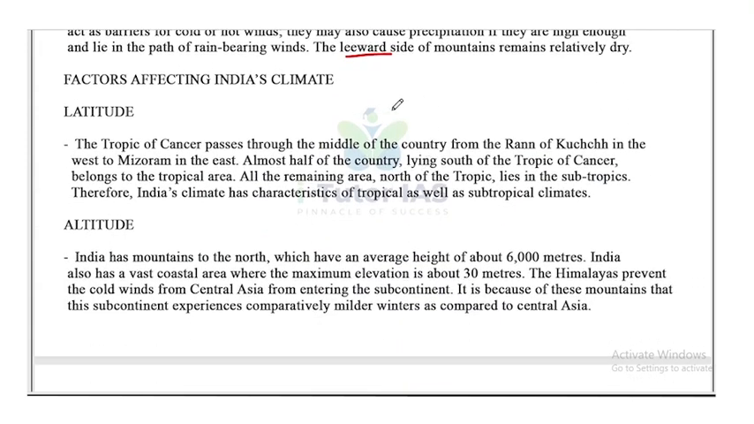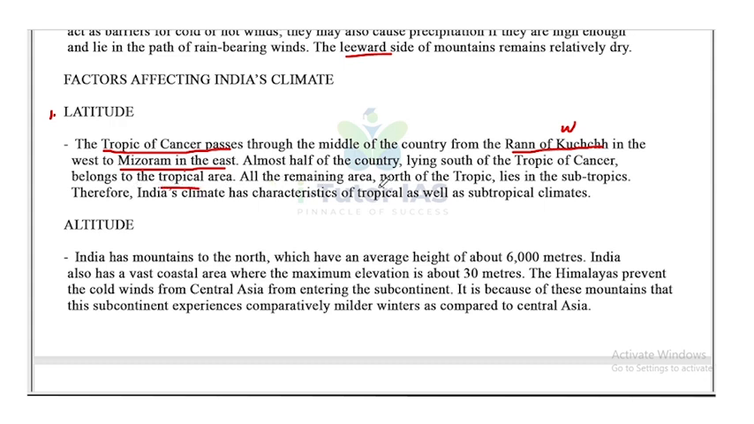Now, factors affecting India's climate. So the first one is latitude. The Tropic of Cancer passes through the middle of the country from the Rann of Kutch in the west to Mizoram in the east. Okay, so we know the Tropic of Cancer, 23.5 degrees north, passes through the middle of the country from the Rann of Kutch in the west to Mizoram in the east. Almost half of the country lying south of the Tropic of Cancer belongs to the tropical area. So that's why they belong to the tropical area.